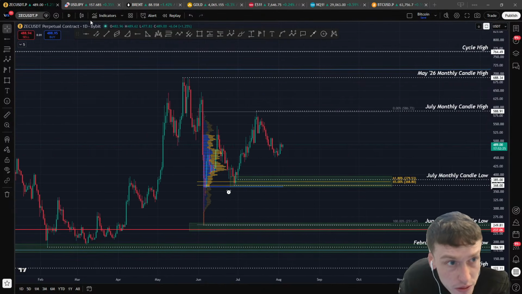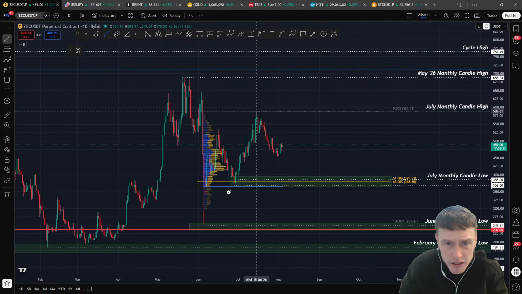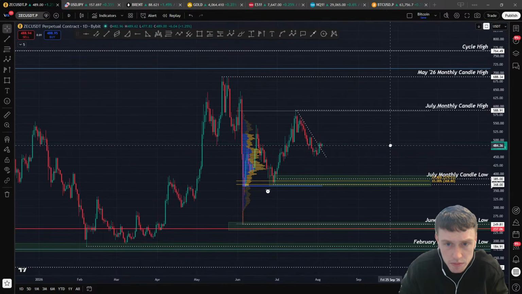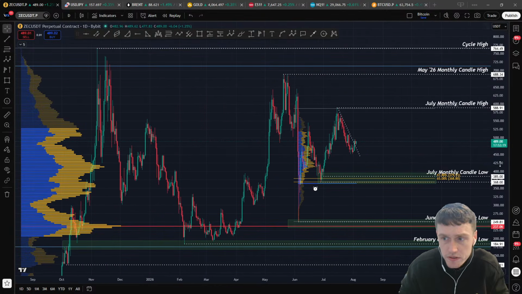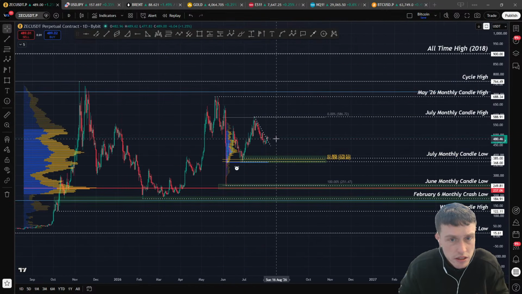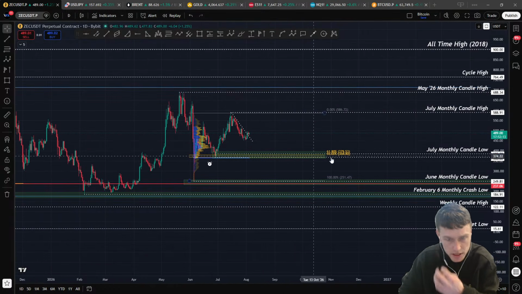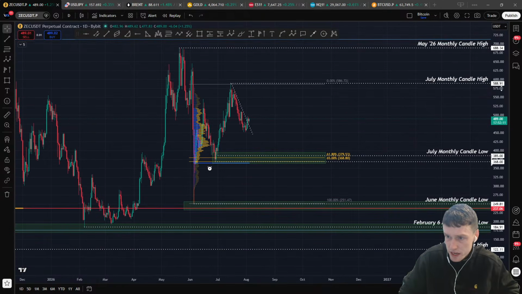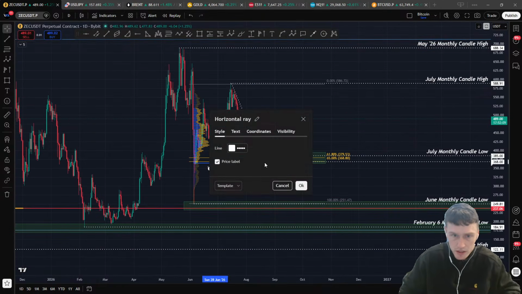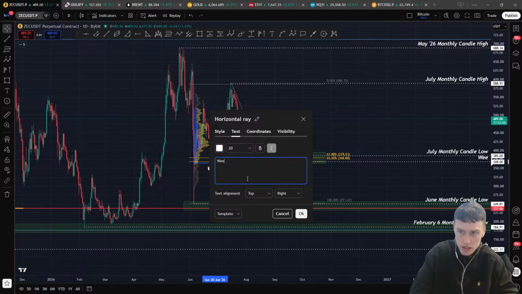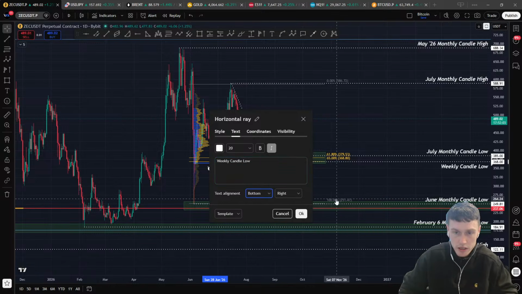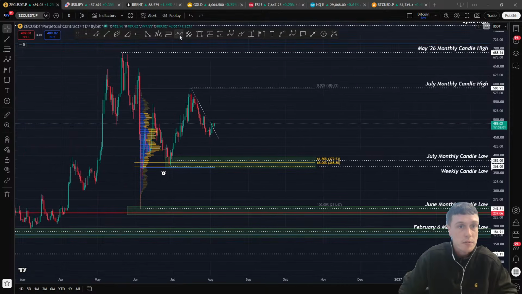Actually seeing if you're getting a local downtrend break here. Could be quite a decent bullish move. Let's just take note of that. All right, and in any case, this is my major setup to the downside. This sub 400 June monthly candle low that then comes in at the weekly candle low to the bottom side. That is my setup that I'm looking for on ZEC.